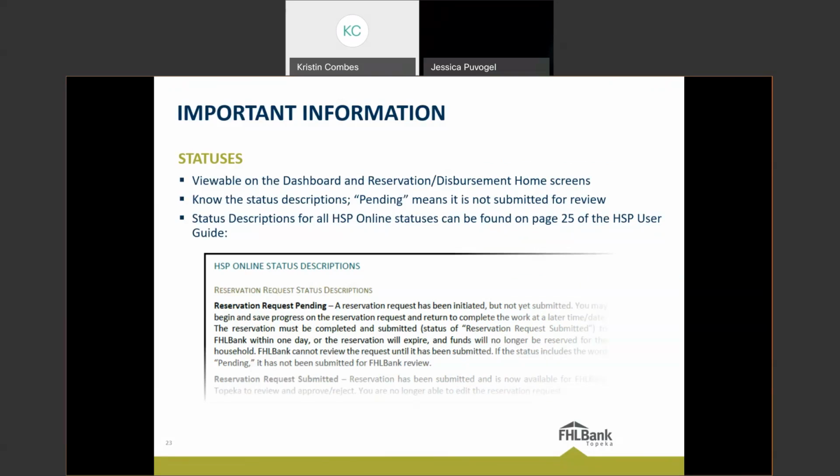Reservations and disbursements will expire in pending status. Make sure you select Submit on the reservation or disbursement home screen. Once you have submitted, the status will update from pending to submitted, and all contacts associated with the transaction will receive an email confirming submission.